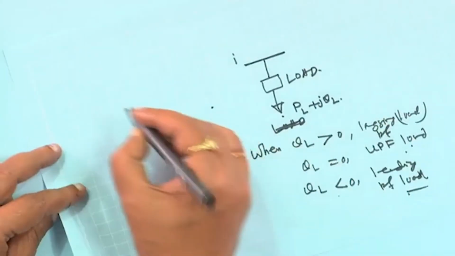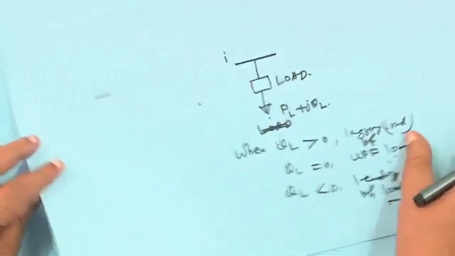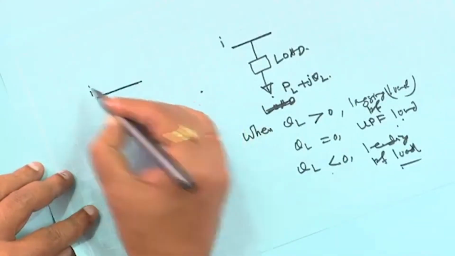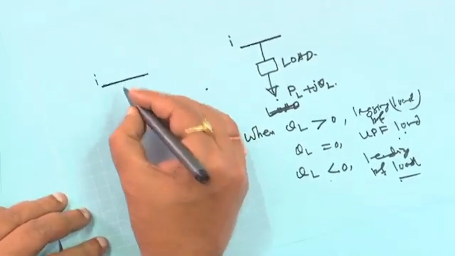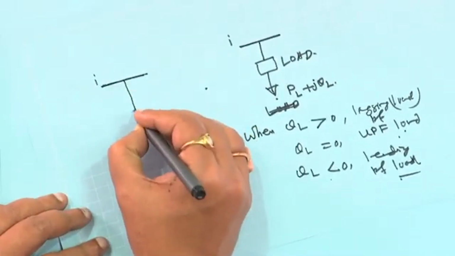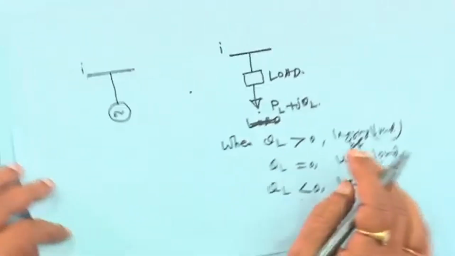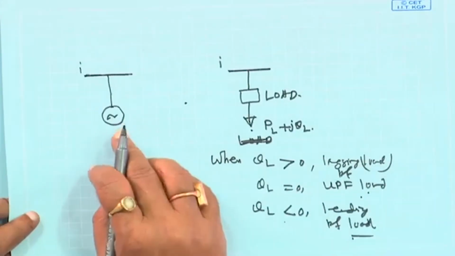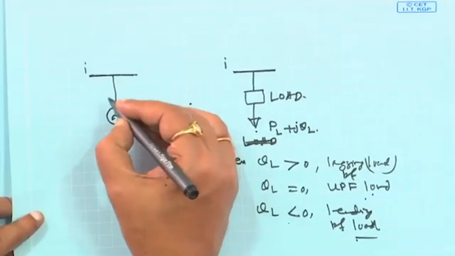Now, suppose another thing, suppose you have another node, say node I, and suppose you have a source. Its source may be renewable based, whatever it is, suppose you are connecting it to the AC network, right.